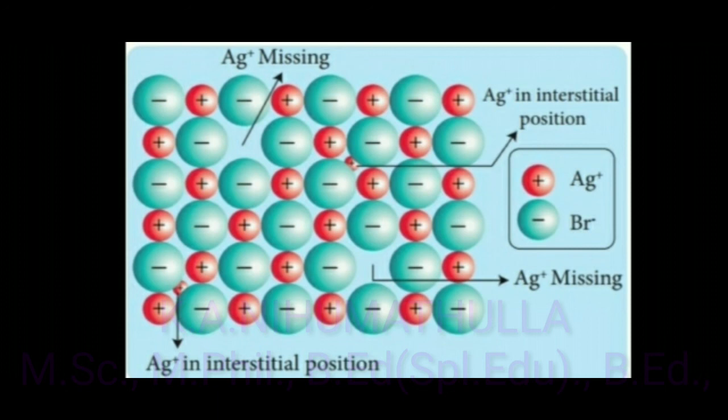Both Schottky defect and Frenkel defect are examples of stoichiometric defect in which the stoichiometry of the crystal is not affected. The total number of cations and the total number of anions in the crystal lattice is always the same.